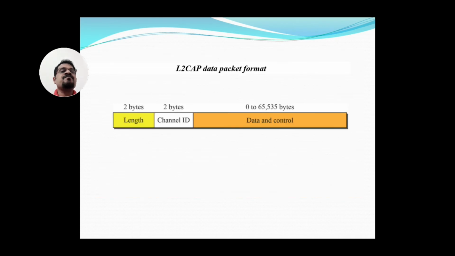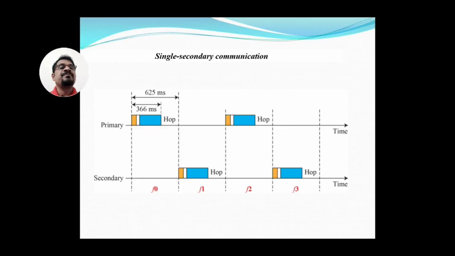Right now we will see the L2CAP data packet format, which is very important in the data link layer. The first field of 2 bytes is the length, and the next 2 bytes mention the channel ID, because it identifies how it is going to connect and on what logic. Next we will see how the frequency hopping happens between primary and secondary, where you can identify how the channel IDs are provided. And then data and control are there in the L2CAP protocol.